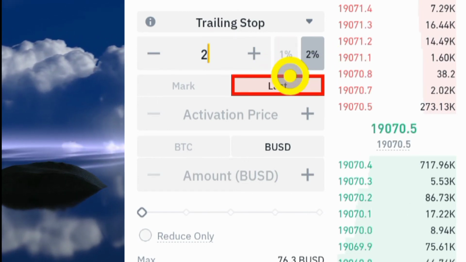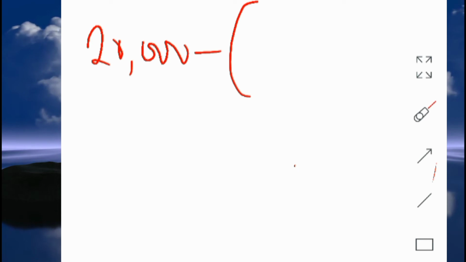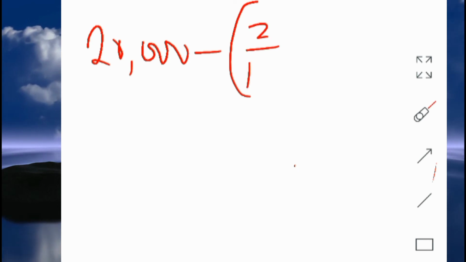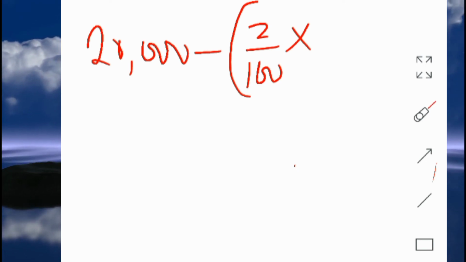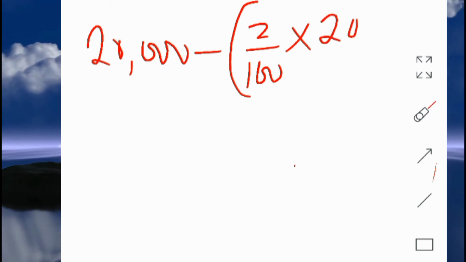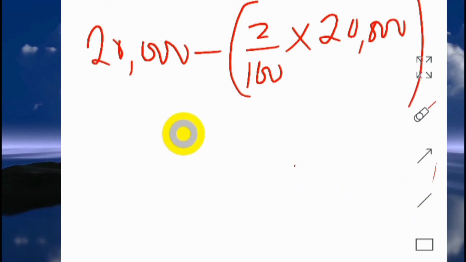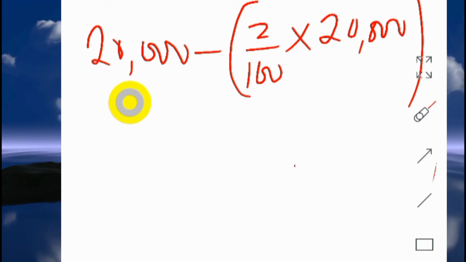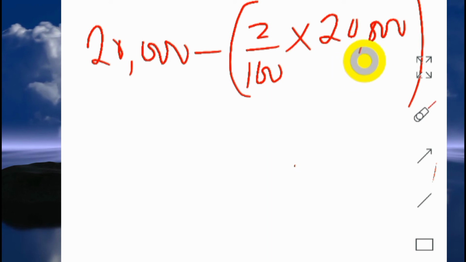How do you calculate this? You select your activation price. So let's say we have an activation price of 20,000. Then you subtract 2%, because 2% is your callback rate. So 2% times your activation price, 20,000. So this is basically how we do this: 20,000 is your activation price, minus 2% of your activation price, which is 20,000.